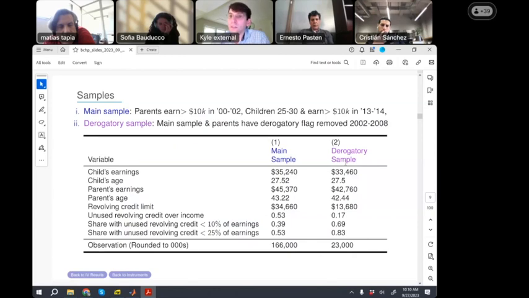When you go to the derogatory flag sample, you see that the kids earn slightly less and parents earn slightly less, but they have significantly smaller limits and they're much more constrained. But this is not zero. So, going to Sophia's question, this indicates significant credit access even prior to the flag removal. But then we see a significant bump at flag removal. In our model, unlike other models, when we map this to the data, we are going to allow them to have some limited credit access when they're bankrupt. So we're going to be able to match these types of numbers. There are 23,000 parent-child pairs here and 166,000 parent-child pairs here.